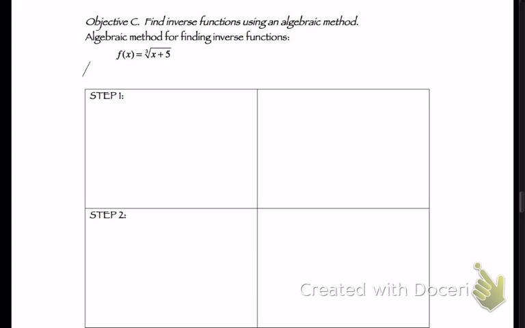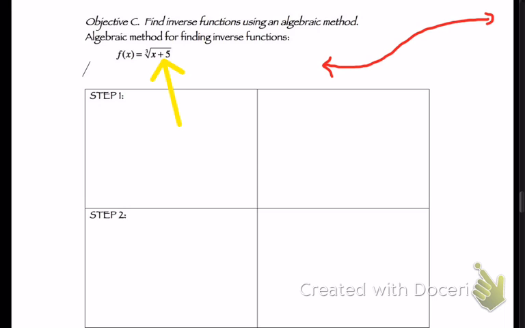So first thing, in order to find the inverse of this function, I have to make sure that it's one-to-one. My parent function is the cube root of x, and I know the cube root of x looks something like this. I know it passes the vertical and the horizontal line test. What does this positive 5 tell me?